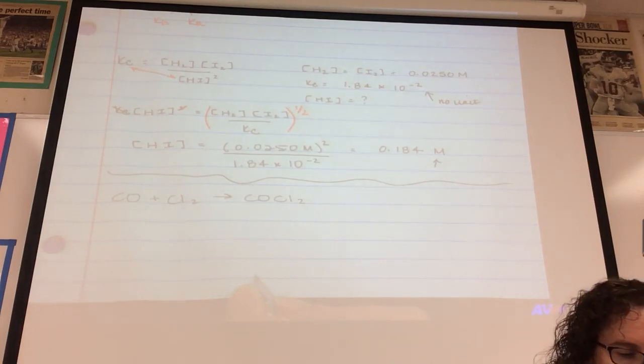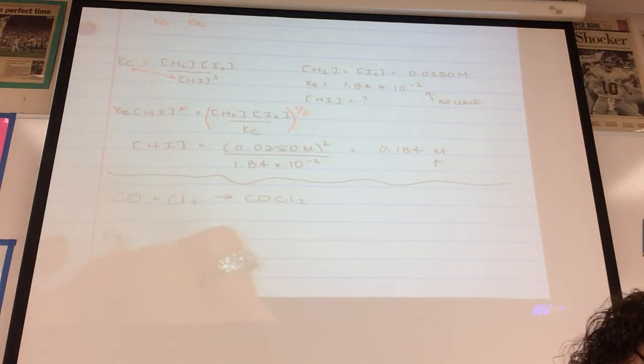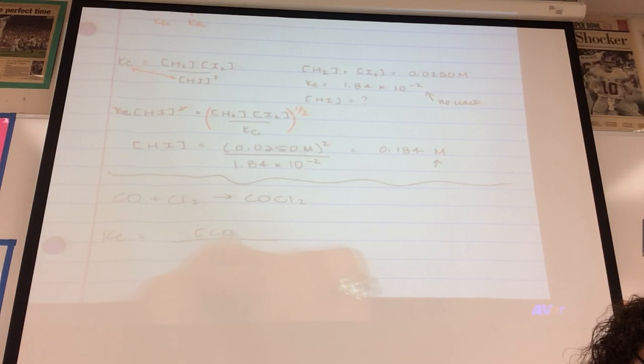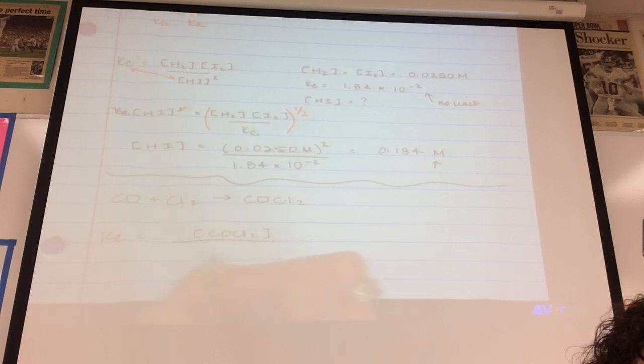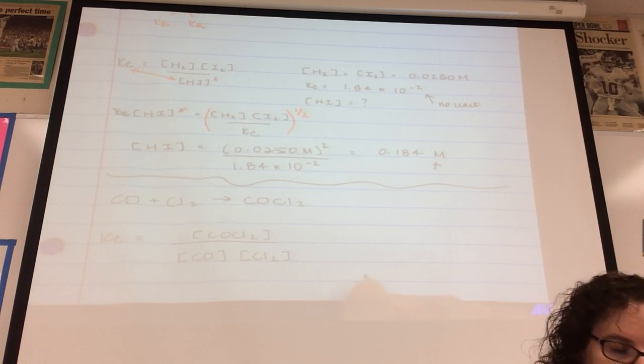You first set up the Kc. Absolutely. Write your Kc, which would be what? What goes in the numerator? What goes in the denominator? So I should add these concentrations? All right, not going to add them. We're going to multiply. Good.